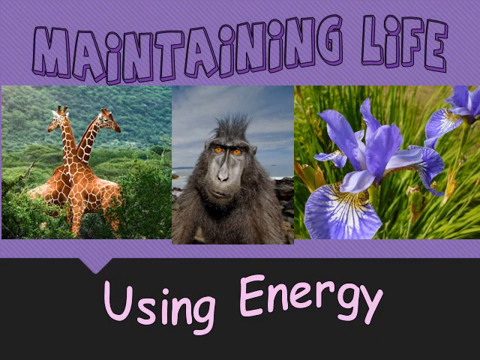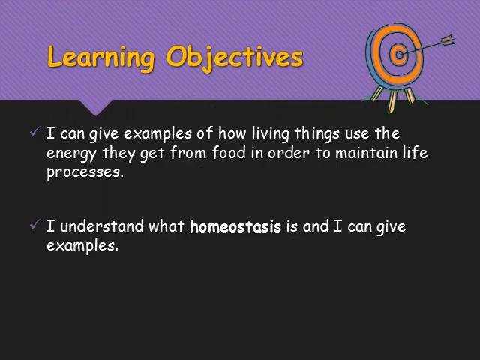Maintaining life. How do organisms use the energy we know they require? Your learning objectives for this lesson would be that you can give examples of how living things use the energy they get from food in order to maintain life processes, and that you understand what homeostasis is, and that you can give examples of homeostasis.